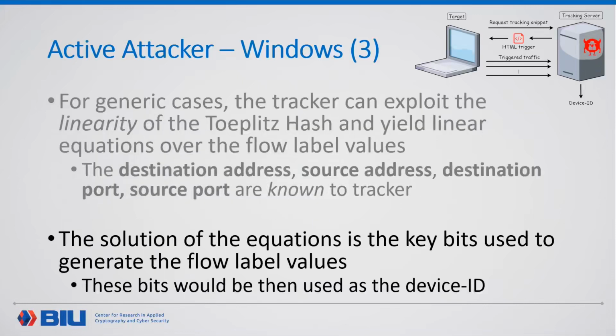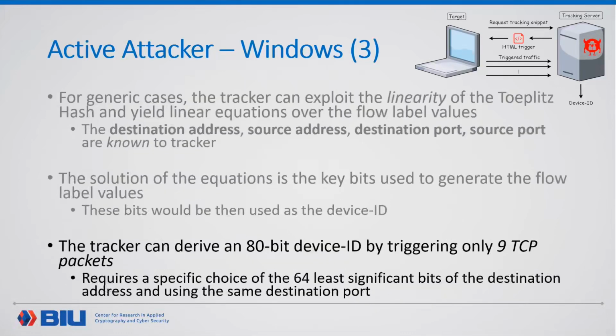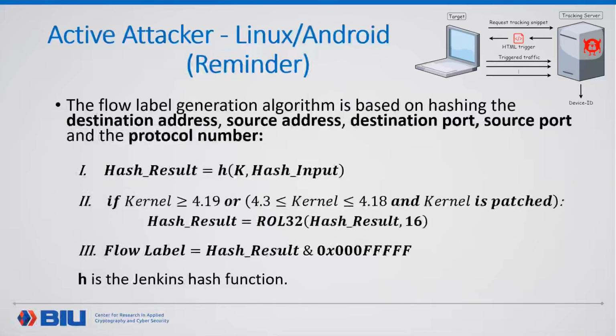The solution of the equations is the key bits used to generate the flow label, and they would serve as the device ID. We showed that by specific choice of the least significant 64 bits of the destination address and using the same destination port, it is possible to derive an 80-bit device ID by triggering just 9 packets. Now, let's see the active attacker for Linux and Android.